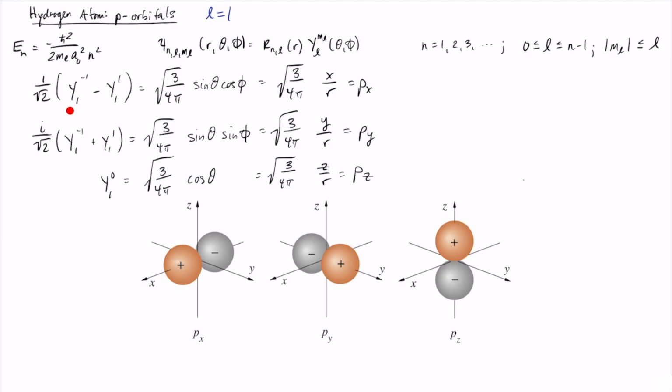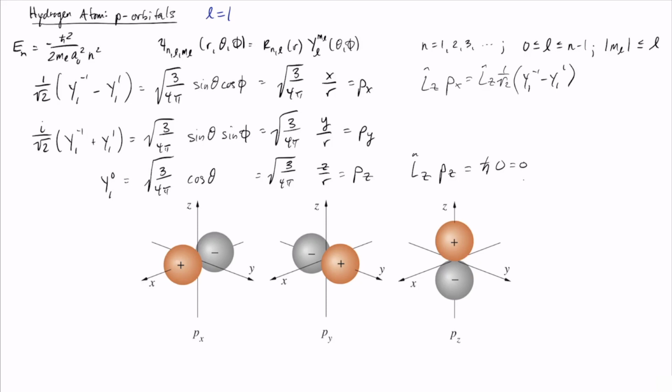And note, however, that because we have linear combinations of these spherical harmonics with different m sub L values, px and py are no longer eigenfunctions of Lz. Whereas Lz applied to pz will give you h bar times 0, equal to 0, if you apply Lz to px, this is equivalent to applying Lz to 1 over root 2 times Y_1,-1 minus Y_1,1.